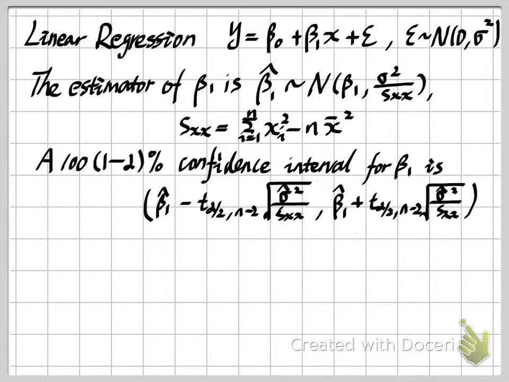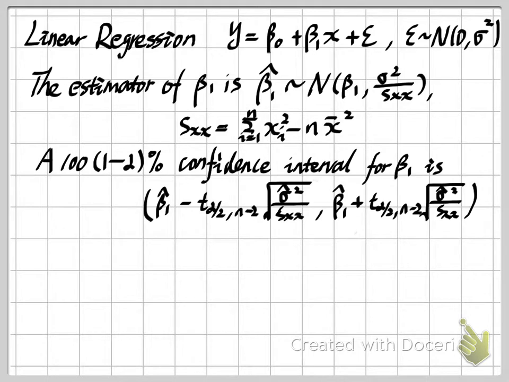Here we should be careful about our t distribution. Please remember, because this is about a confidence interval, that's why we should use t sub alpha over 2. And for this one, we use n minus 2 as our degrees of freedom. This is very similar to our previous video about the hypothesis test in linear regression. So this is the formula for how we can compute our confidence interval.